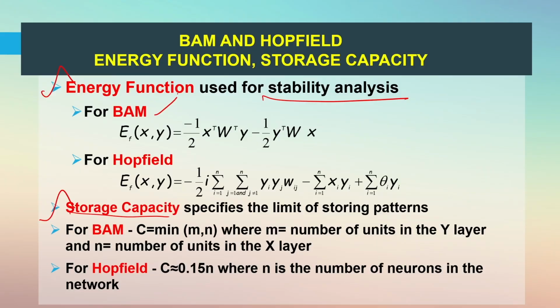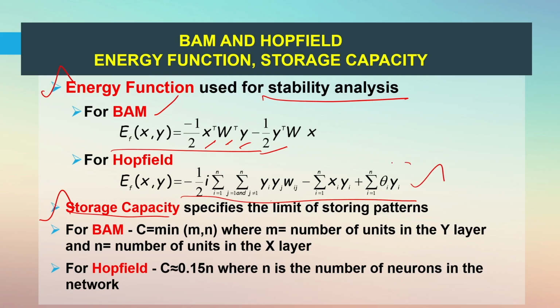For the BAM category of networks, what are those categories? Auto-associative network, hetero-associative network, and bidirectional associative network. For all these kinds of networks, the energy function is minus 1 by 2 X transpose W transpose Y minus 1 by 2 Y transpose W X. But for the Hopfield network, the expression is: summation i equal to 1 to n and summation j equal to 1 to n, j not equal to i, yi yj wij, minus summation i equal to 1 to n xi yi, plus summation i equal to 1 to n theta i yi. This is for the Hopfield network.